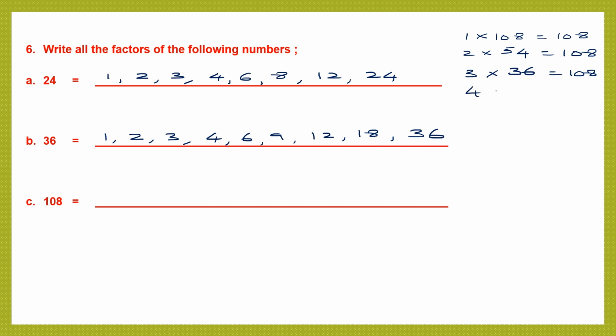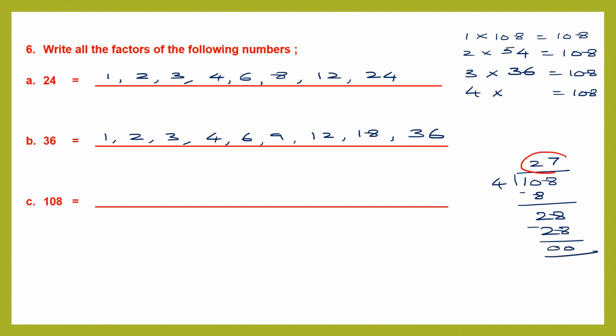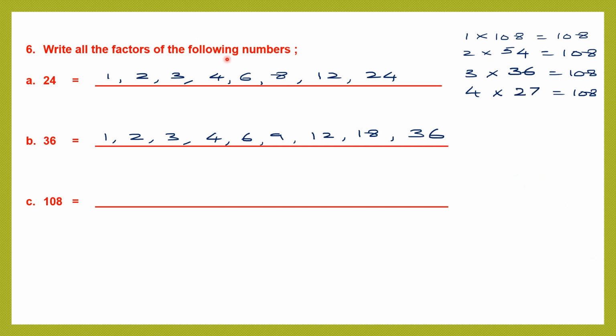Now 4 into what will give us 108? Let's divide 108 by 4. Take 10. 4 twos are 8 minus 2. Bring down 8, 28. 4 sevens are 28. And remainder is 0. That means 4 into 27 is 108. Now what about 5? 5 into something will give you 108? No. If a number is divisible by 5, it should end in 0 or 5. 108 is not ending in 0 or 5. So you need not write 5.